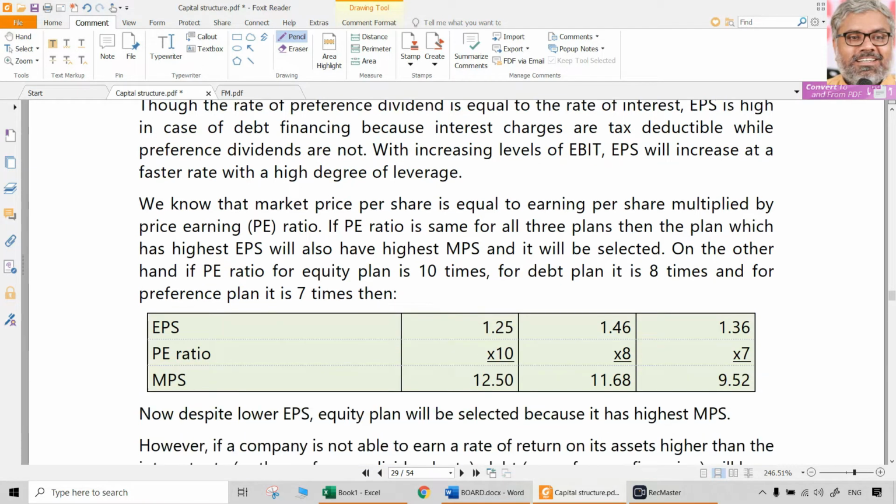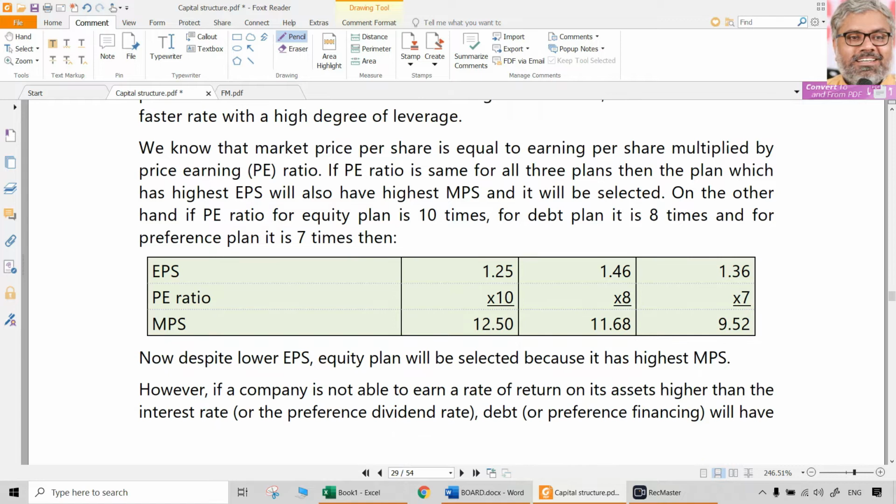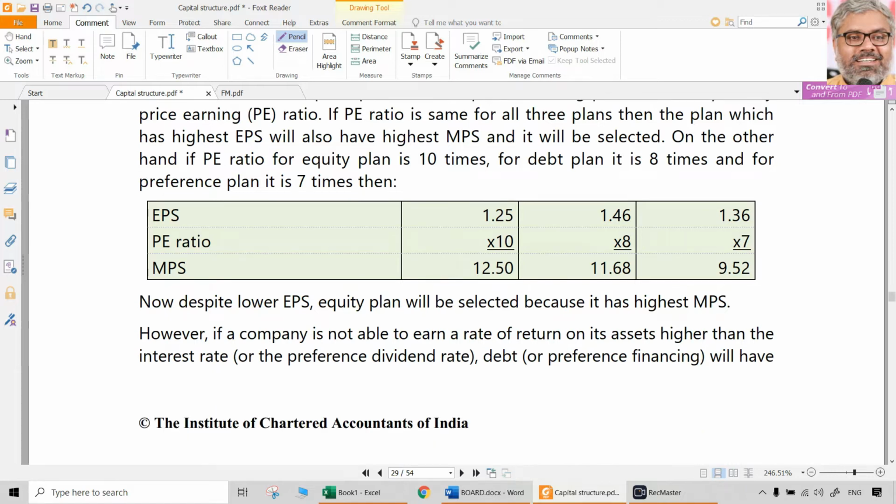Now, just for understanding purposes, let us say if we want to get MPS in all the 3 options, the PE ratio can be different. The PE ratio in the first option, let us say, is 10. Multiplying with EPS, we will get 12.5 MPS. In the second option, if the PE ratio is 8, then MPS will be 11.68. In the third option, if the PE ratio is 7, then the market price will be 9.52.